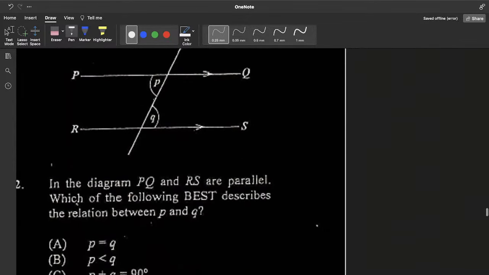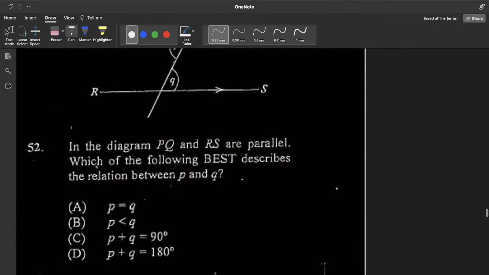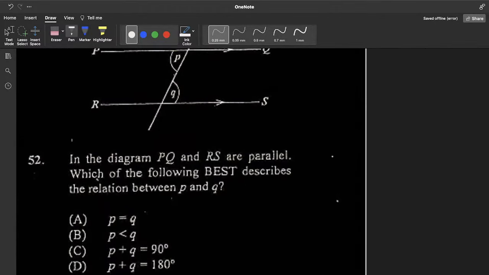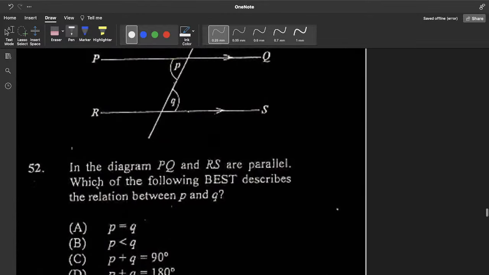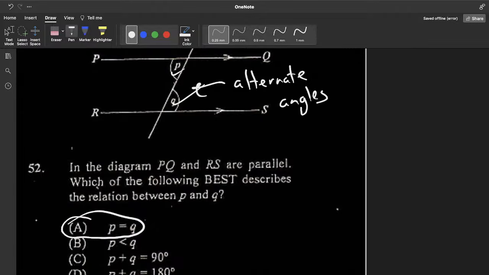So in the diagram PQ and RS, they are parallel. Which of the following best describes the relation between P and Q? So if you look at P and Q, they are what we call alternate angles. So they're going to be equal. So these angles are the same size. So P is equal to Q.